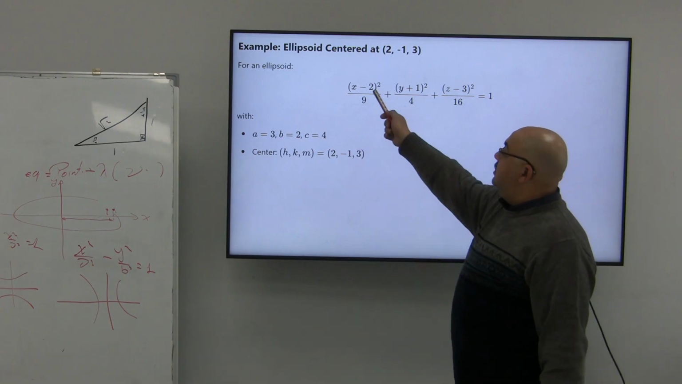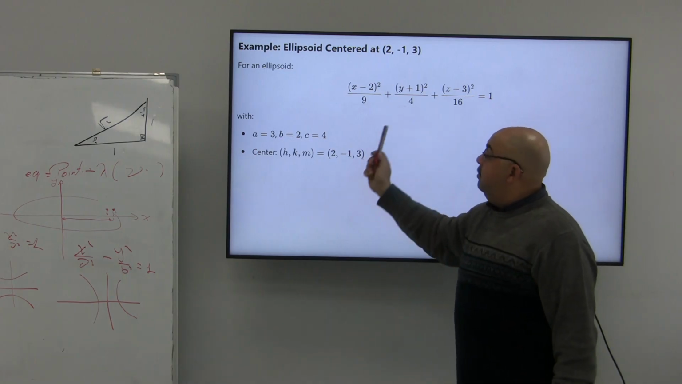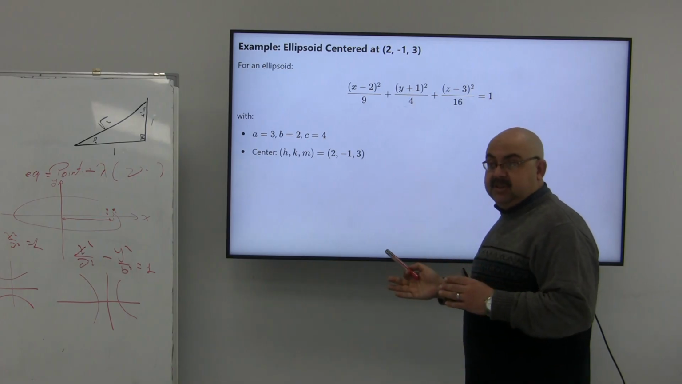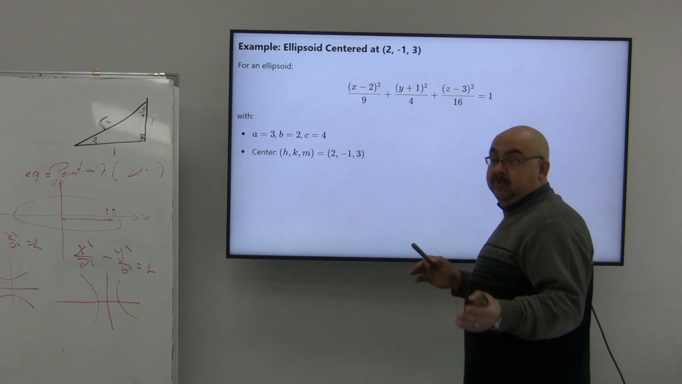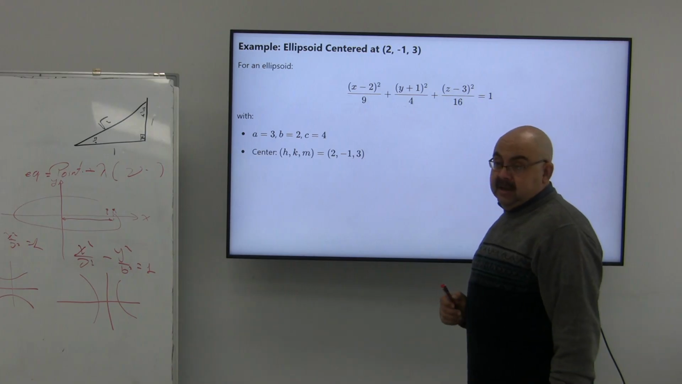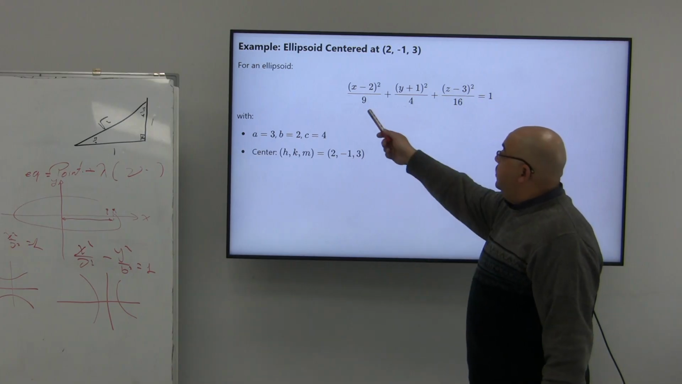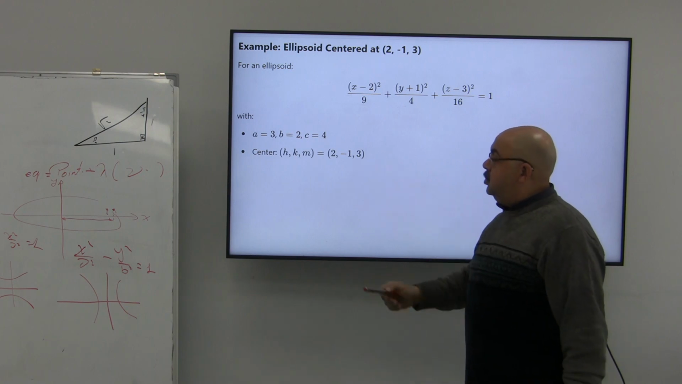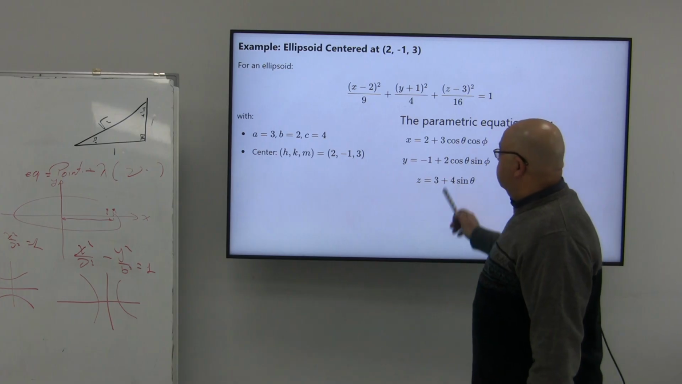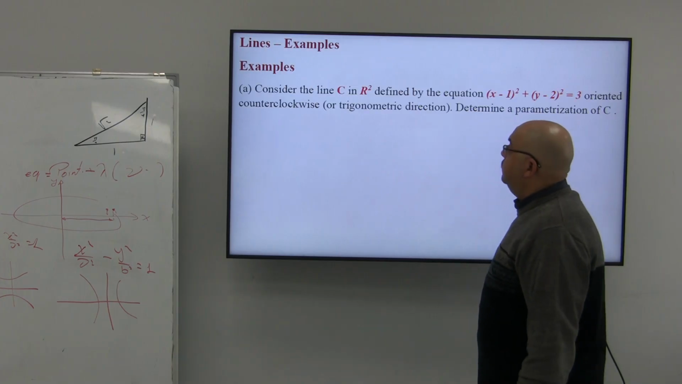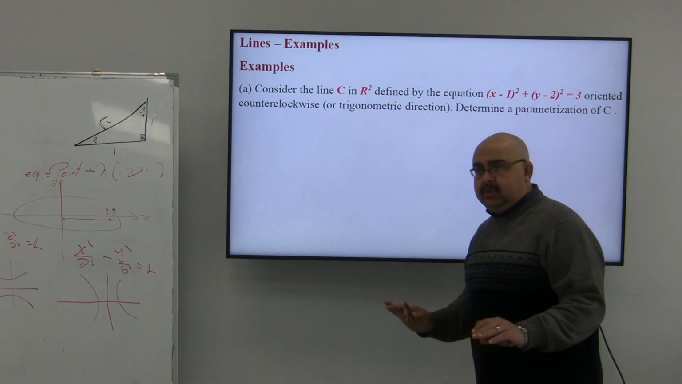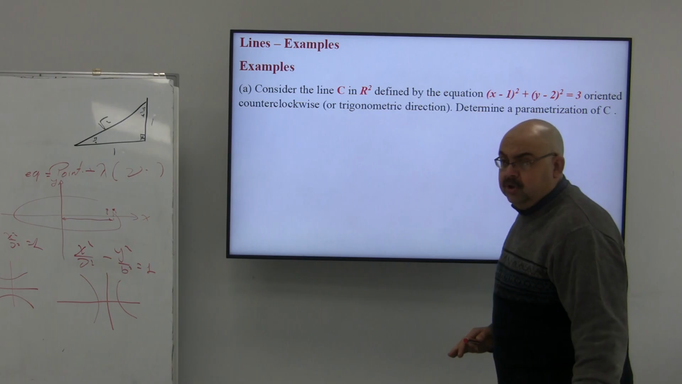Here I have the center, which is 2, negative 1, and 3. Remember that we take the numbers with the opposite sign. So if it is positive, I will go for the negative value, okay? And for the semi-radii, it's going to be 3, 2, and 4, and try to arrange them the way you like. Then we will make just a direct substitution in the spherical coordinate change. I will do these couple of examples and I will stop and we will continue in the next lecture, inshallah.